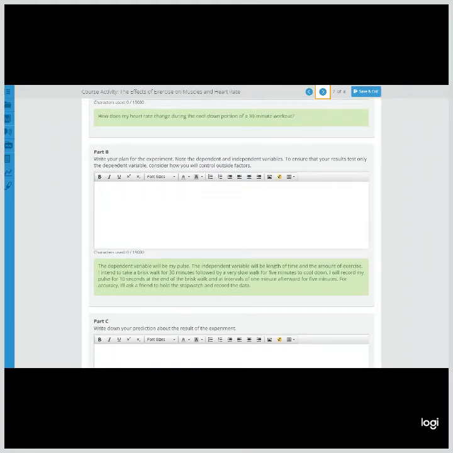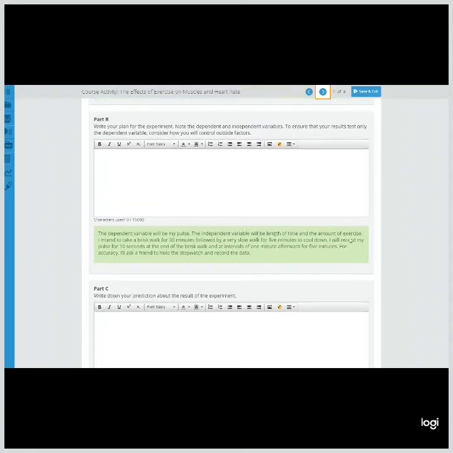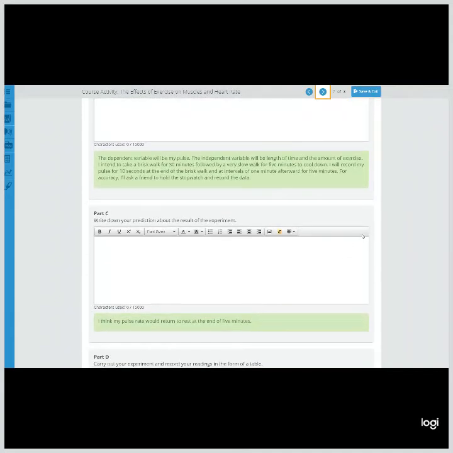So right here, you're going to write down your plan for your experiment, your independent variable, and to ensure the results test only the dependent variable, consider how you will control the outside factors. So for the sample right here, the dependent variable will be my pulse. The independent variable will be the length of time and the amount of exercise.